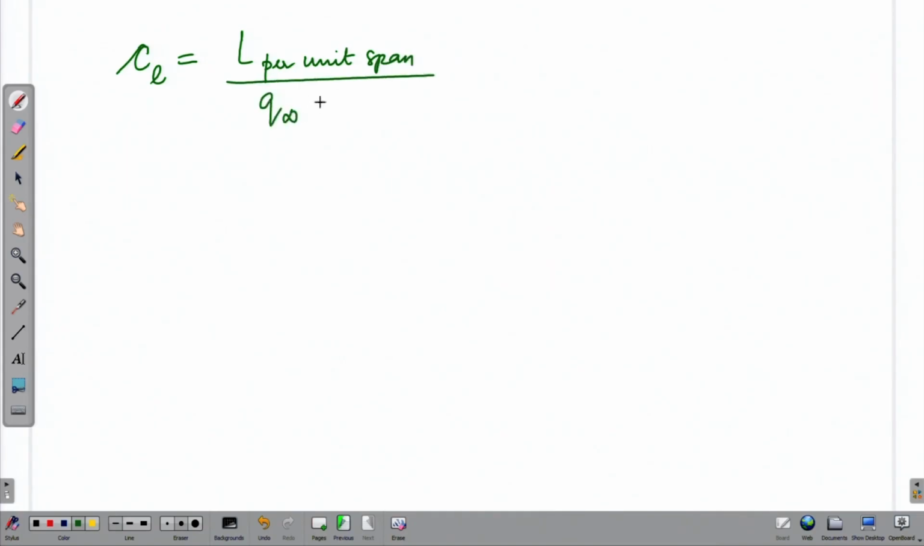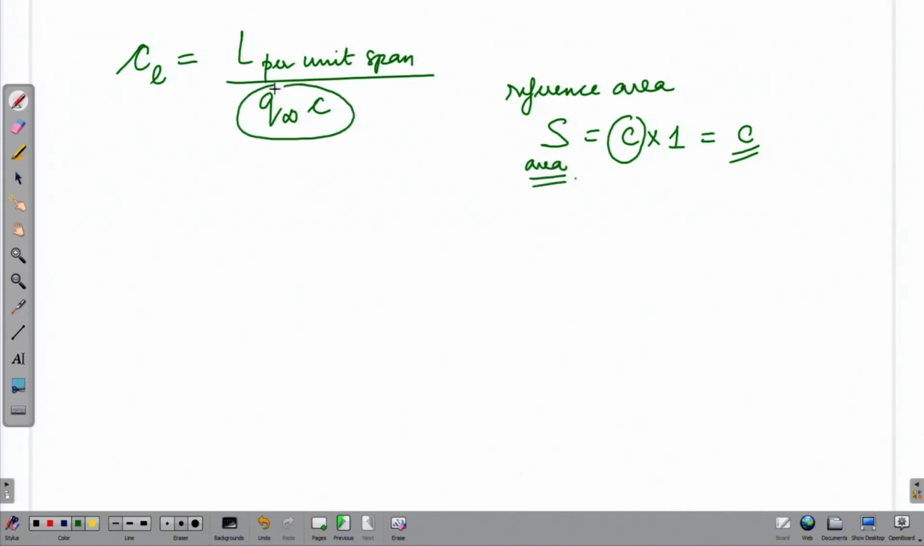It is divided by q infinity by c. Remember that the reference area in this case S is the chord into unit span. The chord essentially remains constant in the third direction. So, the c is basically representing area. Therefore, these are dimensionally consistent with the numerator, both are forces. This is essentially pressure, which means force per unit area, and this is area. So, the two when multiplied give you force.